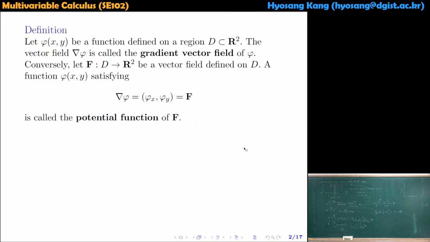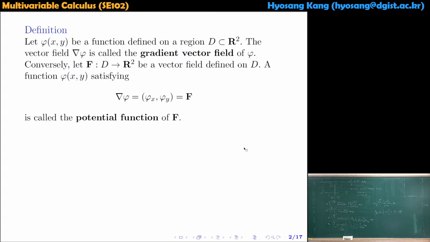So let's look at the definition first. We're going to have lots of definitions and lots of proofs this week. First of all, let's say we have a two-variable function defined on a region in two-dimensional space. We're going to define a gradient vector field of this function, whose vector value is defined to be the gradient vector. Now, it's easy to construct a vector field out of a two-variable function.